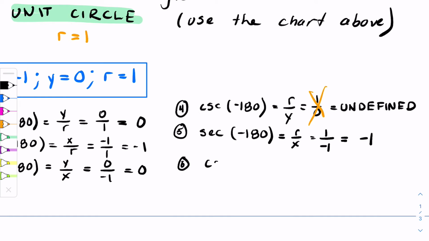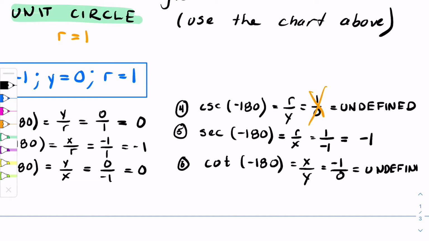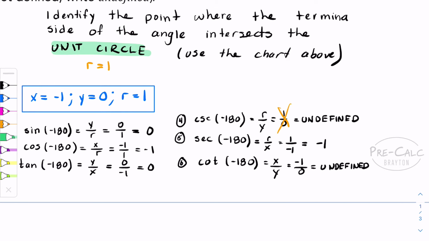And lastly is your cotangent of negative 180, which is x over y. That's negative 1 over 0. This is an undefined value. So your 6 trig functions are 0, negative 1, 0, undefined, negative 1, undefined.